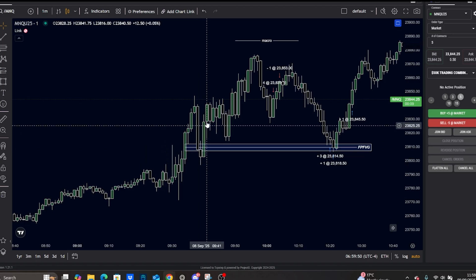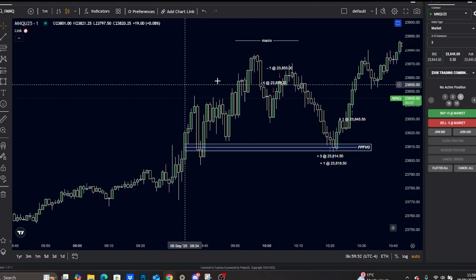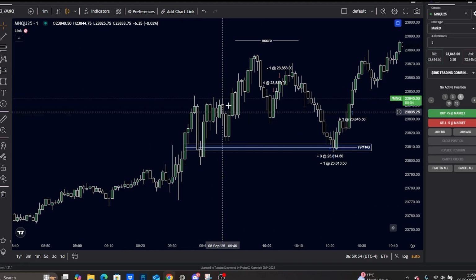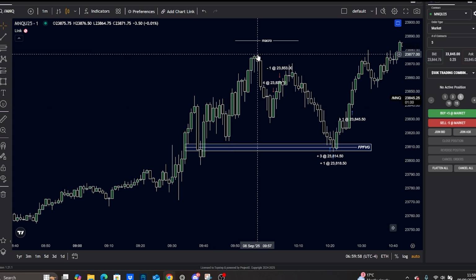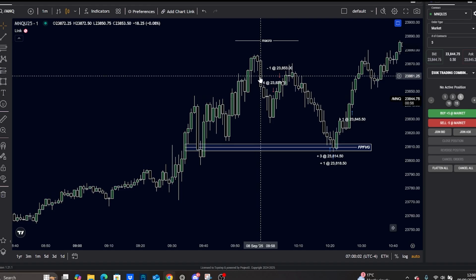Okay, it comes down, comes back through it. I'm not taking anything, right? I'm not bothered with anything whatsoever. What I want to see, because we're way too high up for me to go long, is this: if I want to take a scalp short, I want to see a displacement lower inside the macro.